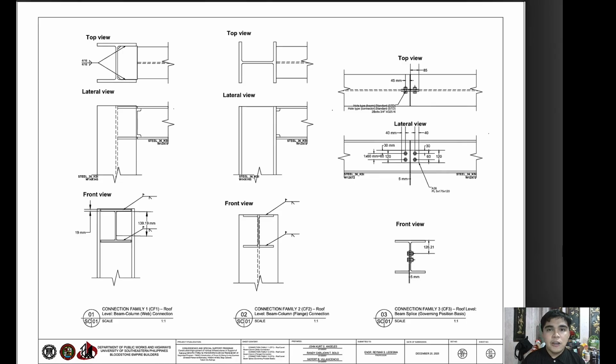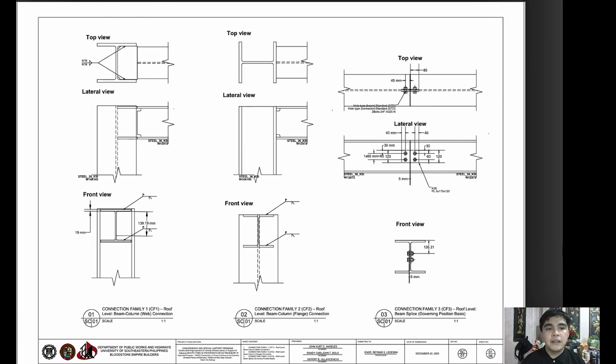Good day again. For the presentation of the structural plan, for the 17 steel connections presented a while ago, we have here the 8 pages of plates of the steel connections. For page 1, we have connection families 1, 2, and 3, with the top view, lateral view, and front view. These pages will also be presented in the appendices of the case study paper, on the last pages of the paper.